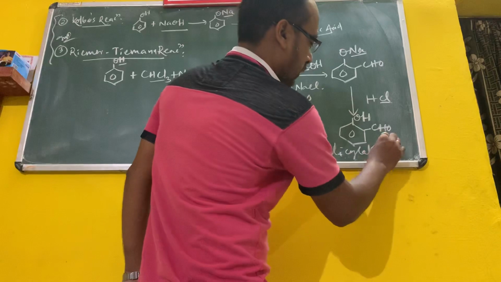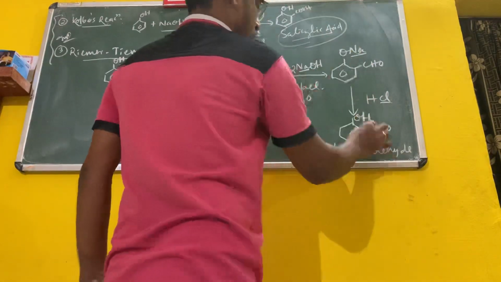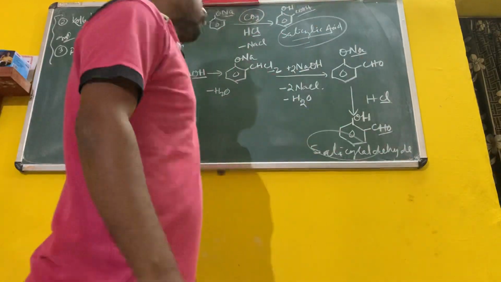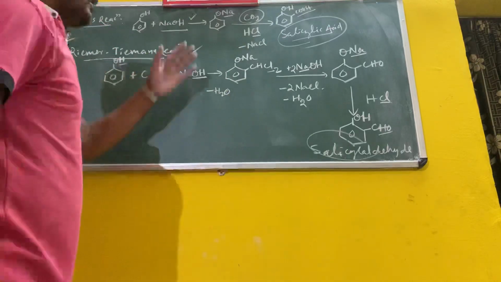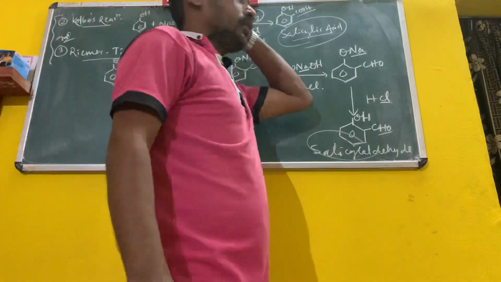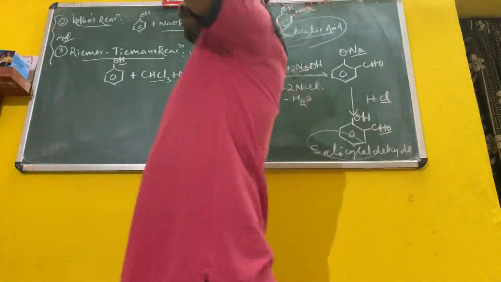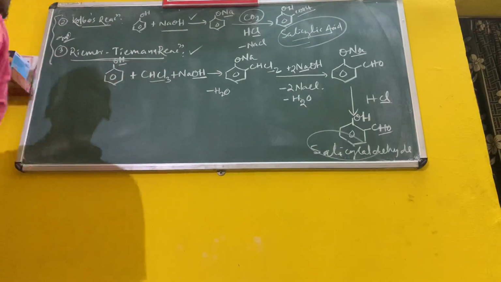Salicylic acid, salicylaldehyde, because here aldehyde, here carboxylic acid. So this is your Reimer-Tiemann reaction. This one is your Kolbe's reaction. These are most important reactions. These are the name reactions. In the previous exam, 2020, this Reimer-Tiemann reaction came.